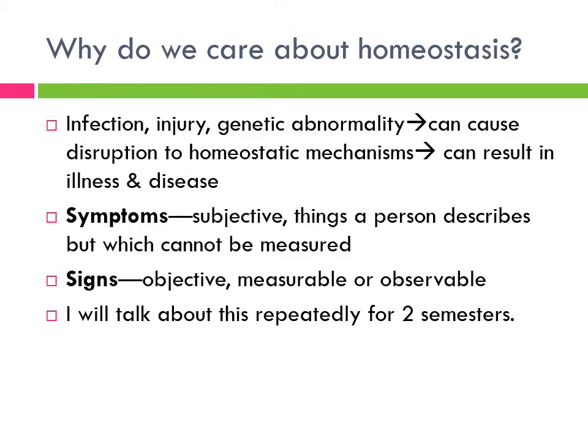So the big question is, why do we care about homeostasis? And the answer is that any disruption in homeostasis can result in illness and disease. So if our body's running too hot, we can be ill. If we have too many thyroid hormones, we can be ill. If we have too much glucose in our system, we can be ill. That can cause degradation to multiple organ systems. So it's really important that everything going on within our body is happening within this very specific range.